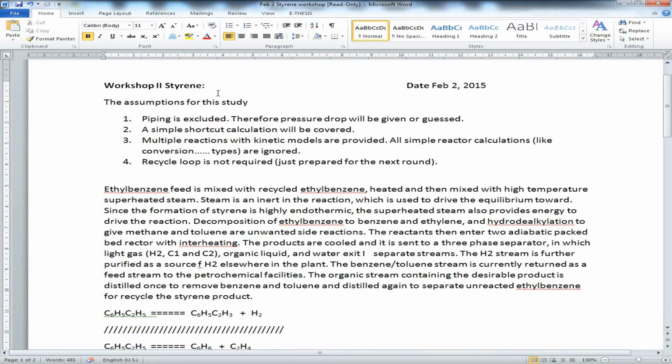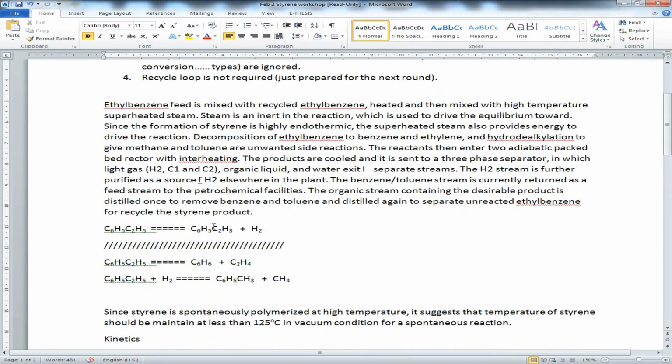Hello everyone, this is a workshop for styrene production, and what we would like to do is to produce styrene from ethylbenzene. There are three reactions involved in the production of styrene, including the styrene decomposition to benzene and toluene. These two are undesirable reactions.